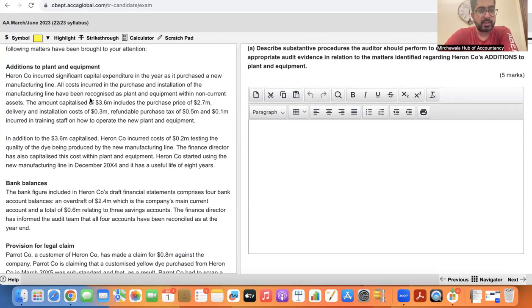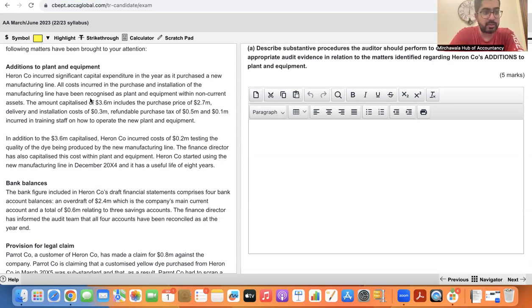All costs incurred in the purchase and installation of the manufacturing line have been recognized as plant and equipment within non-current assets. The amount capitalized of 3.6 million includes a purchase price of 2.7 million, delivery and installation cost of 0.3 million, purchase tax of 0.5 million, and 0.1 million incurred in training staff on how to operate the plant and equipment. So they have made a capital expenditure, and all costs incurred have been recognized as assets. Capitalized means they have incurred it as capital expenditure, included as assets: 3.6 million, including purchase price 2.7, delivery cost 0.3, refundable tax of 0.5, and 0.1 million in training.